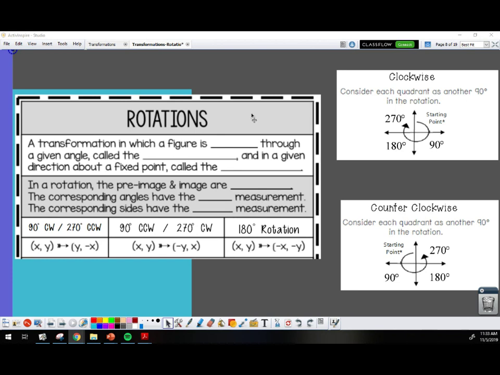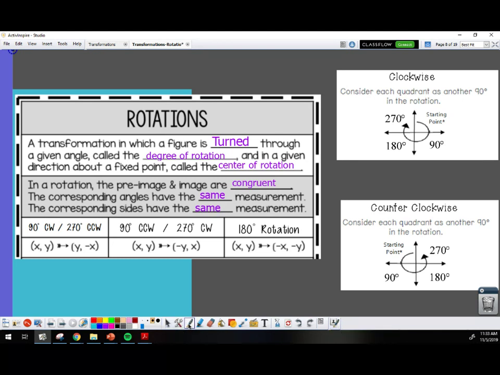Rotations are a transformation in which a figure is turned through a given angle called the degree of rotation, and in a given direction about a fixed point called the center of rotation. In a rotation, the pre-image and image are congruent. The corresponding angles have the same measurement, and the corresponding sides have the same measurement.